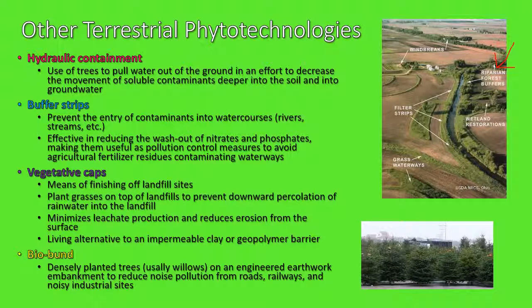And then the last one is a biobund, which I've got pictured here, a bunch of trees. You can see behind the trees it's like some kind of industrial something going on. A lot of times you just have these densely planted trees to reduce noise pollution from roads, railways, or industrial sites. So they can actually kind of serve as a barrier. A lot of times you see this even in neighborhoods. If you're driving down a busy highway and you're driving by a really nice neighborhood, you'll see a whole bunch of trees lined up that create a barrier between the road and the neighborhood.